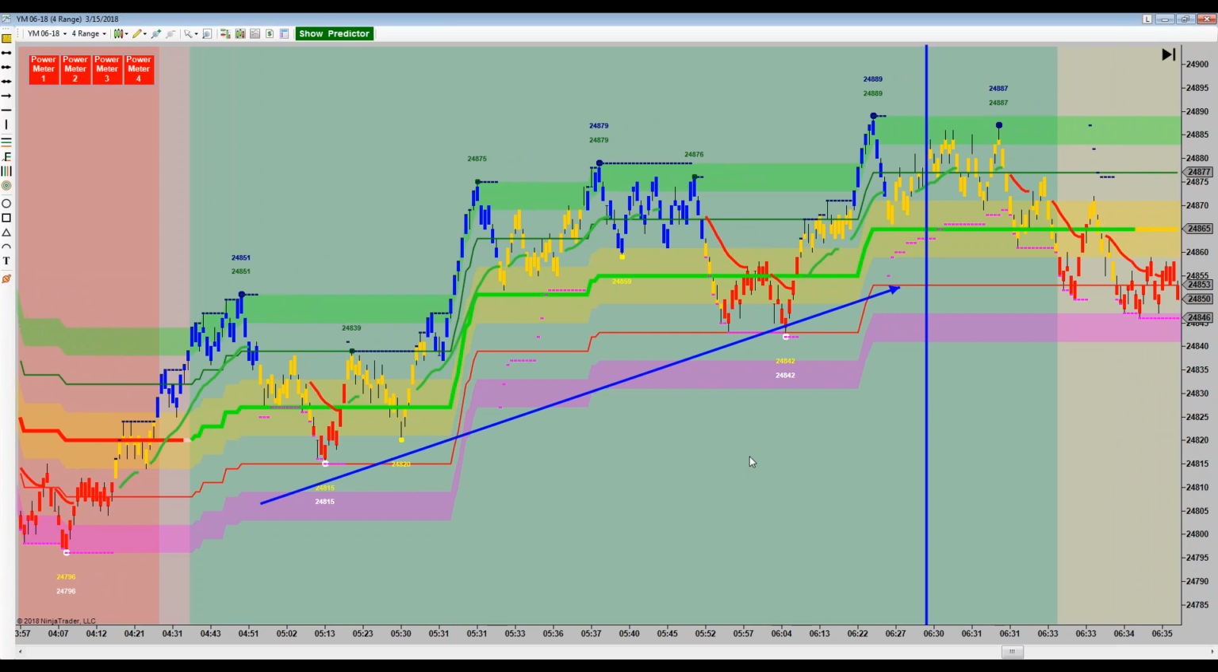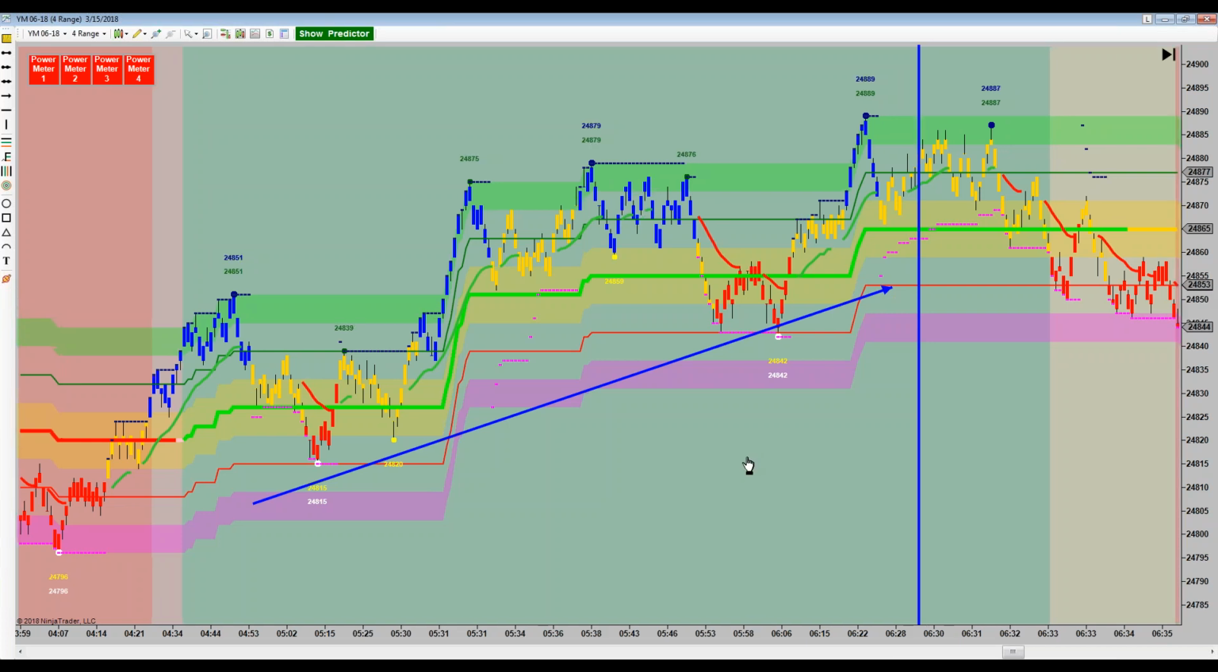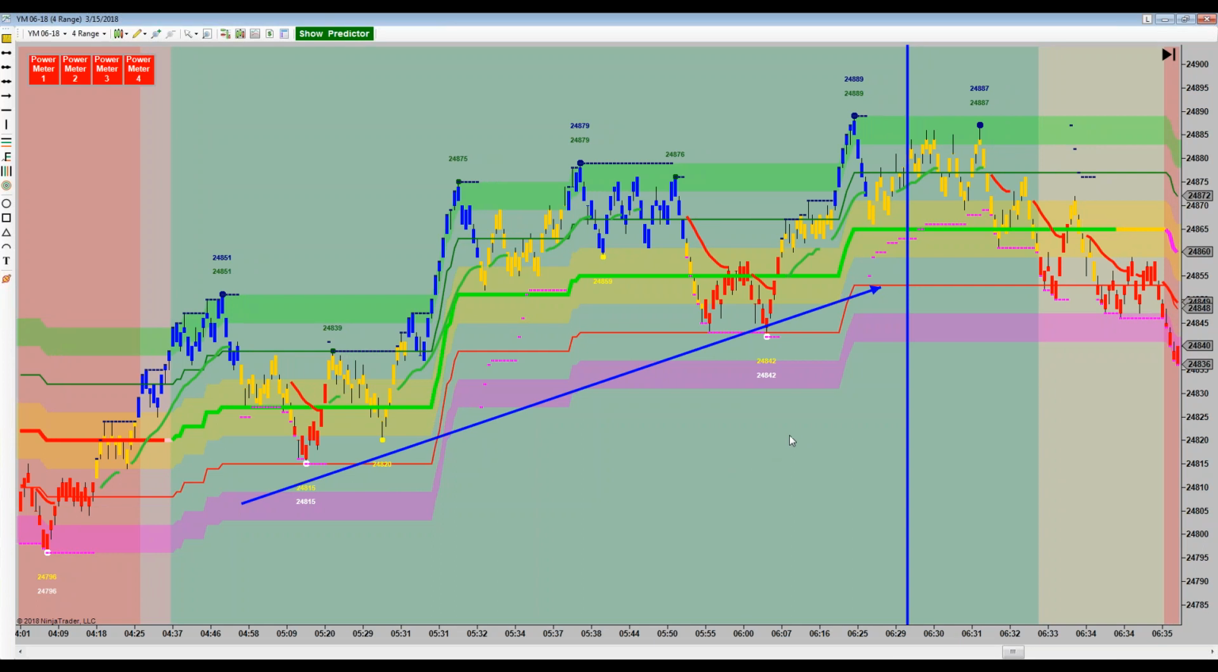Okay, remember what you're doing here. If you think you're seeing a trend change, you type in the letters TC, right? Okay. All right, I'm going to stop right there. Okay, now, I want to point out a couple of things first here before we look at the actual trend change itself.